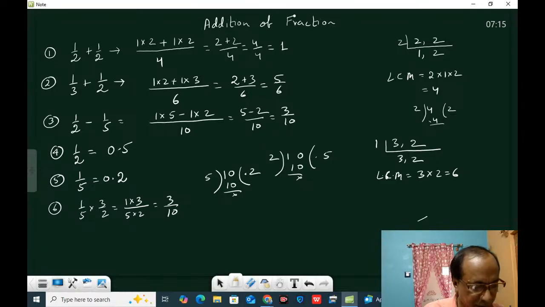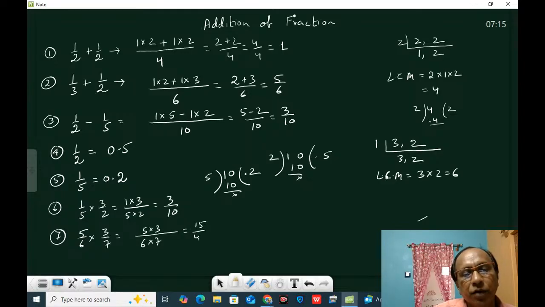Suppose you want to multiply 5 by 6 with 3 by 7. That is 5 by 6 into 3 by 7. That means we can multiply in this way: 6 into 7 and 5 into 3. That is 15, and 6 sevens are 42, right? Or you can cancel it also: 3 ones are 3, 3 twos are 6. That is, we can write 5 by 14, and that is the answer, right? In this way, we got the product.